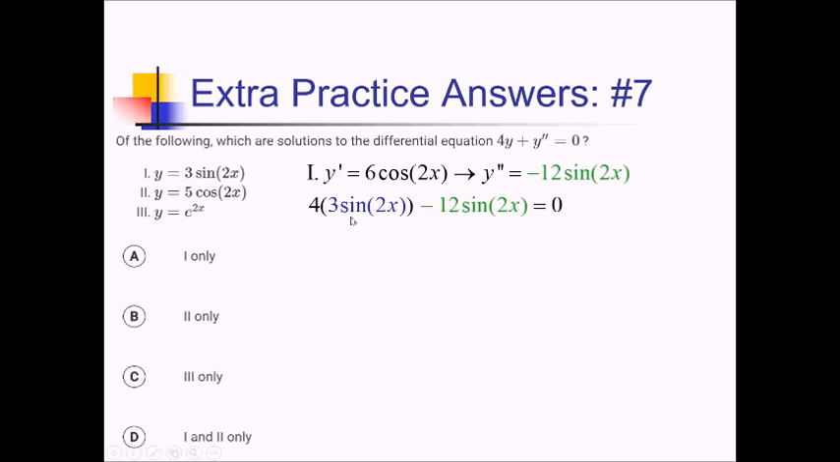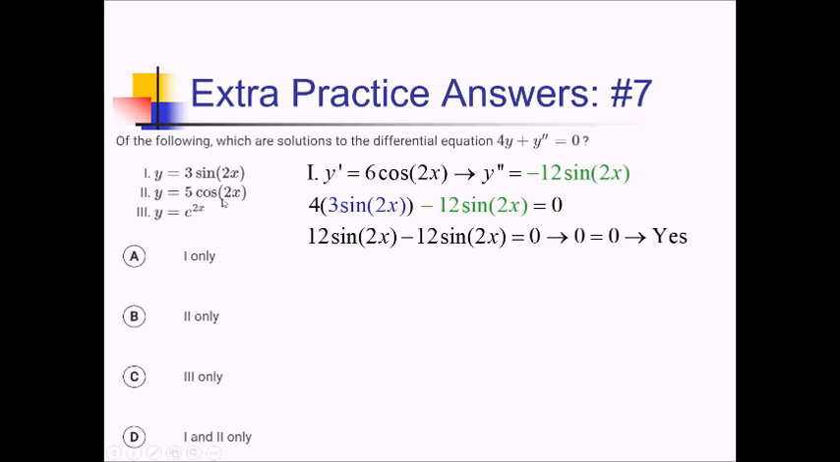Well, this stuff over here is really 12 sine of 2x. So if we subtract 12 sine of 2x from itself, we do indeed get 0. So that's a yes. Option 1 works. So anything that doesn't have option 1 is out. So choices B and C we can already eliminate.